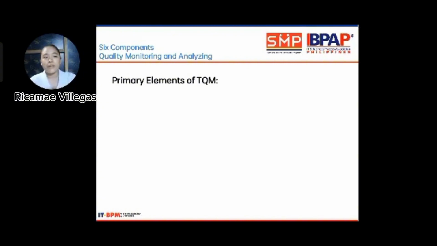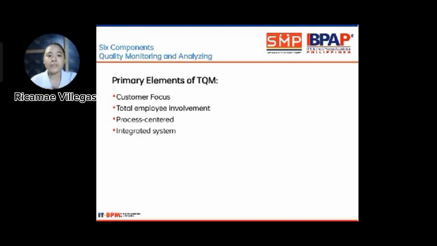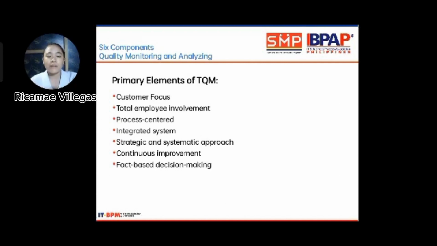Primary elements of TQM: customer focus, total employee involvement, process-centered, integrated system, strategic and systematic approach, continuous improvement, fact-based decision-making, and communication.